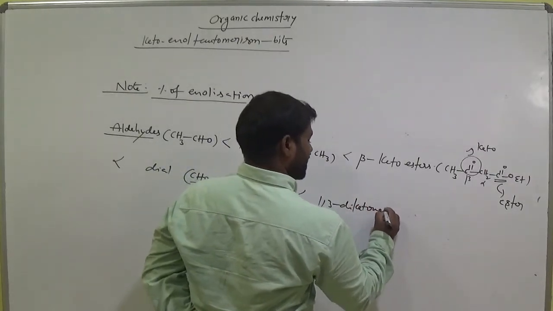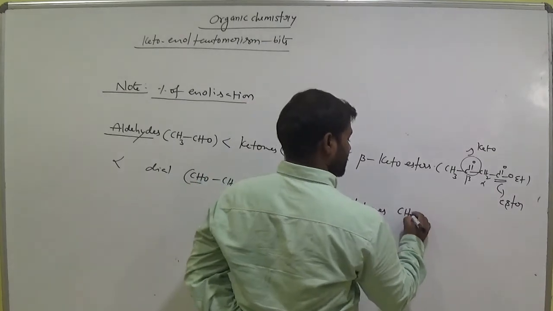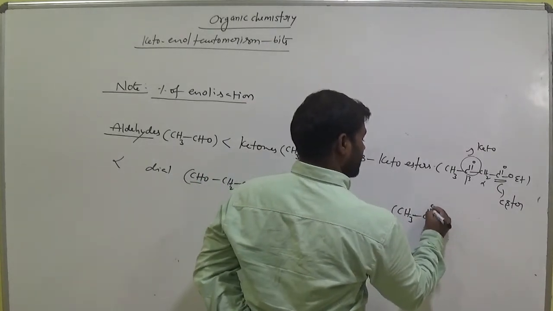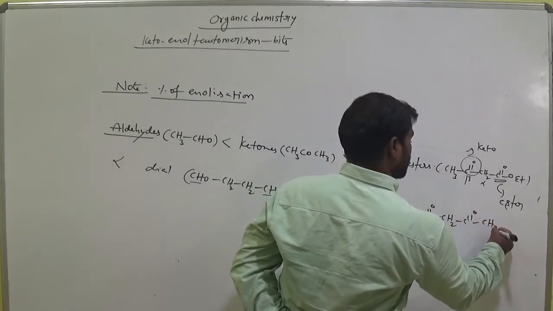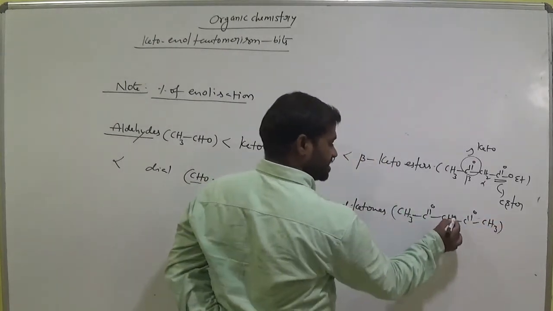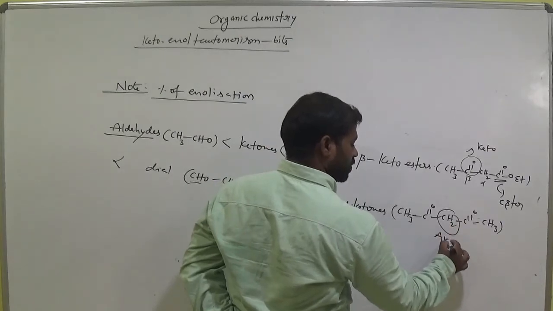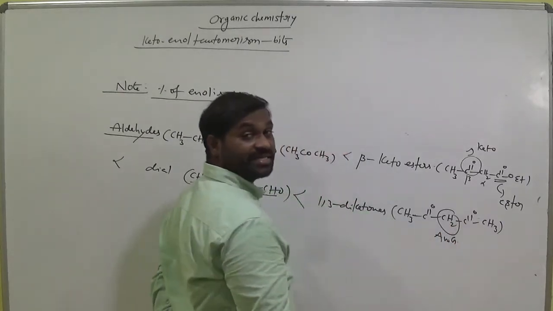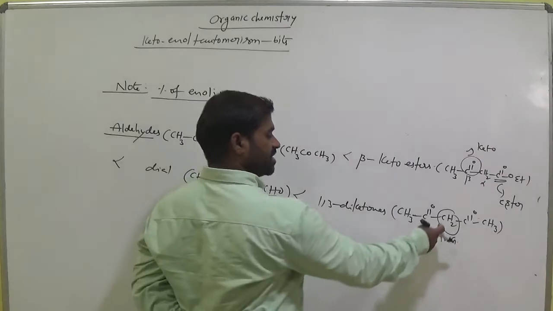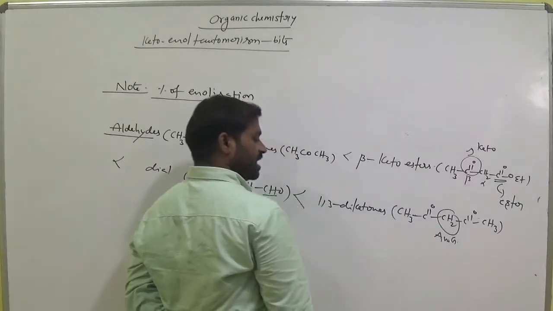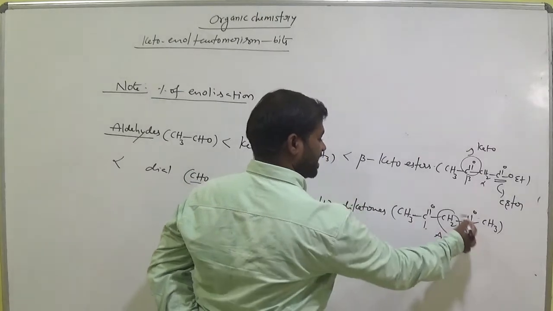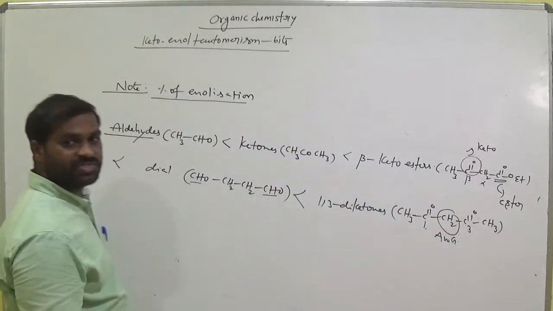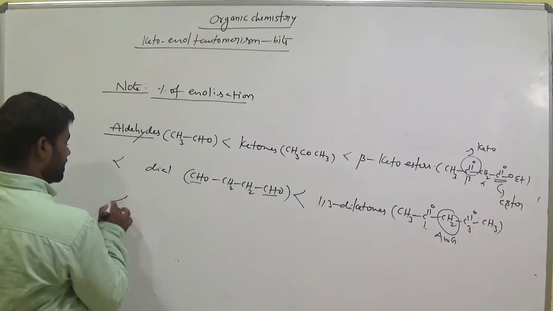And next priority goes to 1,3-diketones. 1,3-diketones means CH3, C double bond O, CH2, C double bond O, CH3. So this is called the active methylene group, AMG. This hydrogen easily participates in keto-enol tautomerism. So this is one position, this is the third position. In 1,3-diketones, two C double bond O groups were there.